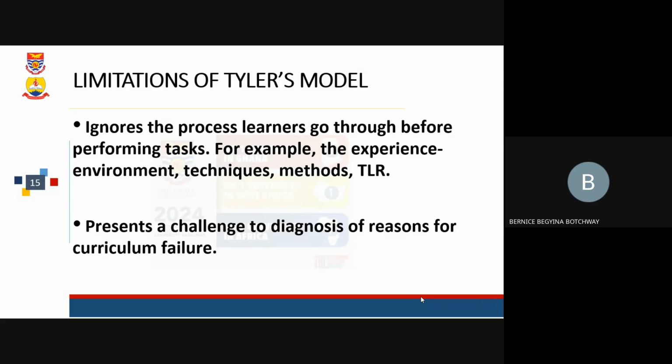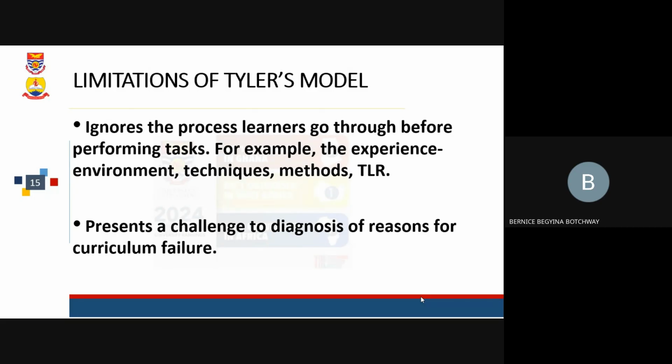But when you go to a private school which has it, you can even get the parents buying it for the school, and then they will use it. If you are using that Tyler model in that school, then we will say that our objectives were achieved, so let's continue with it, whilst it will affect those in the rural areas. So that's a limitation of Tyler's model. It also presents a challenge to diagnosing the reasons for curriculum failure. Just because of this, how will we see why the curriculum failed? It presents a challenge, because you are just based on the outcome, based on your objectives.